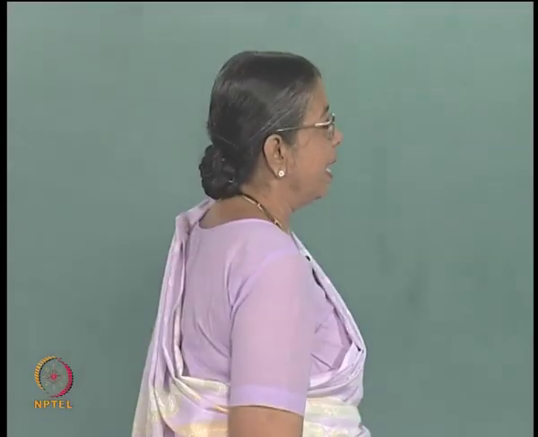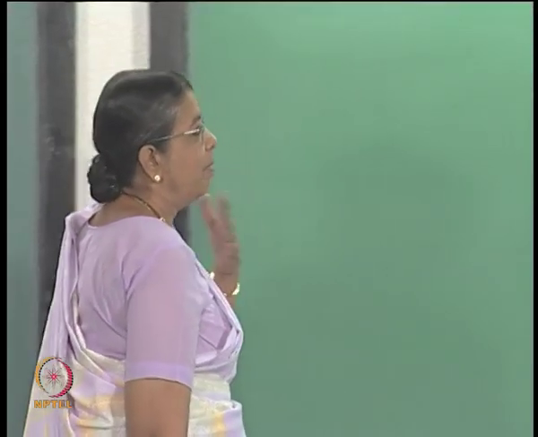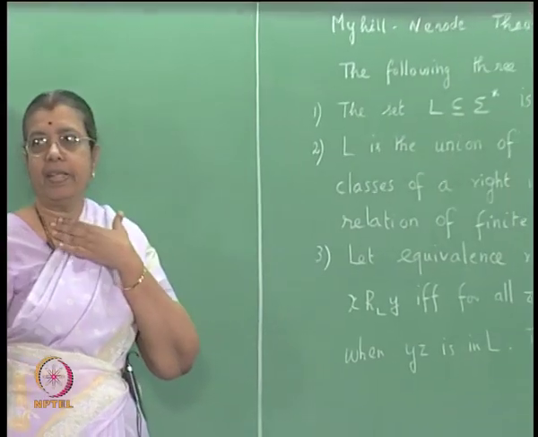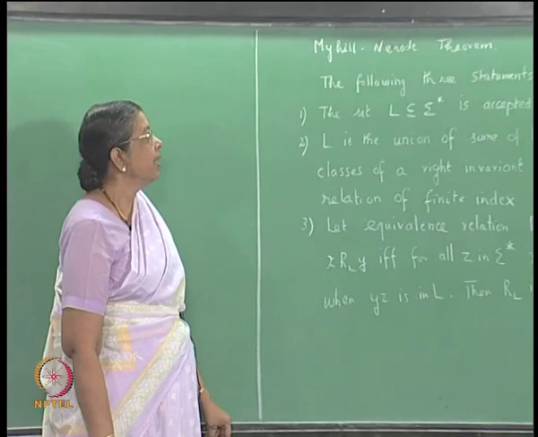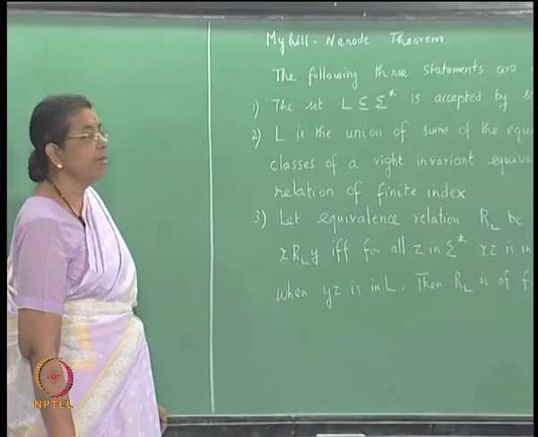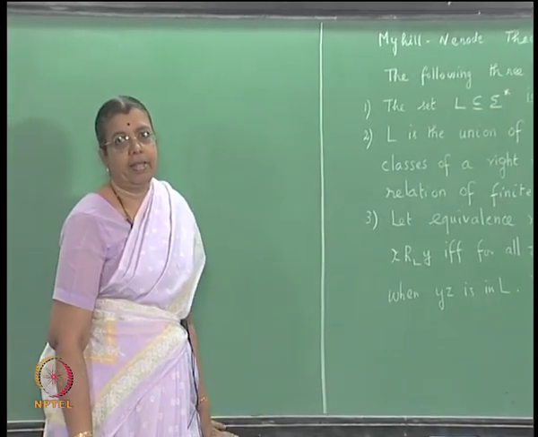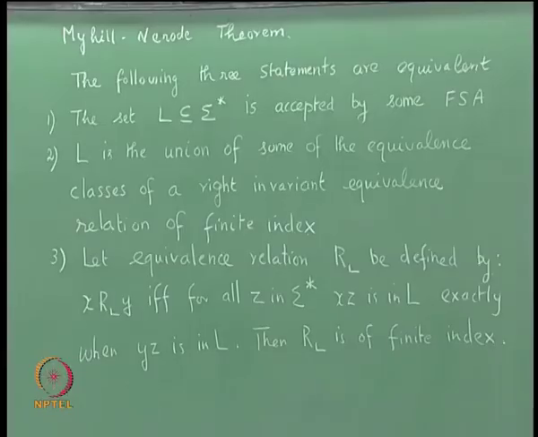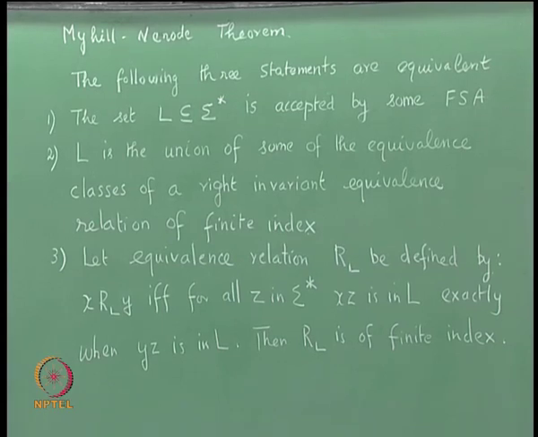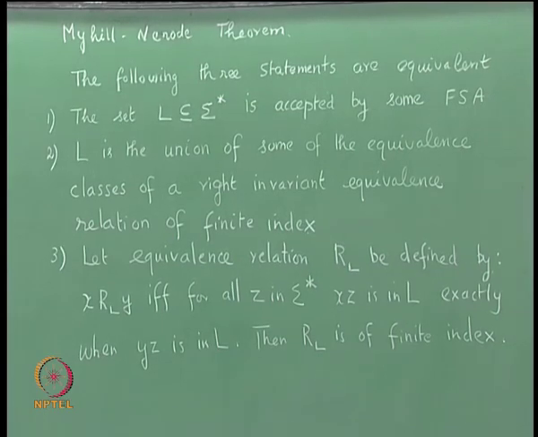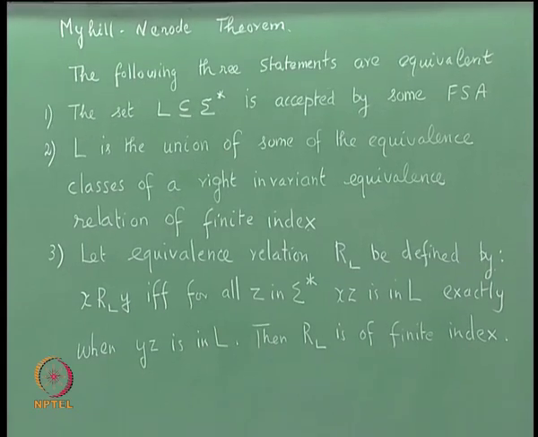Today we shall consider Myhill-Nerode theorem and minimization of finite state automata. This is Myhill-Nerode theorem. It states that the following three statements are equivalent. The first statement is the set L contained in sigma star is accepted by some FSA. The second statement is L is the union of some of the equivalence classes of a right invariant equivalence relation of finite index.